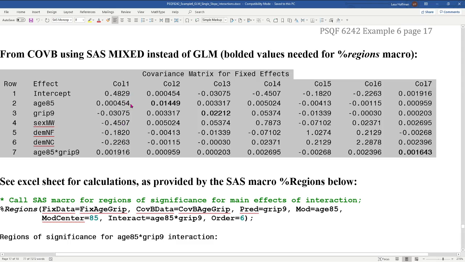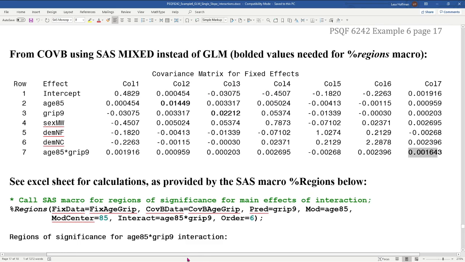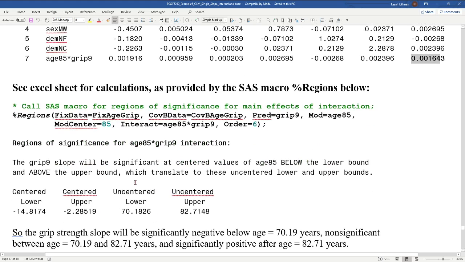And then the off diagonals here give us the covariances between these fixed effects. And so I've highlighted the ones that are going to go into the formula for regions, which you can use the Excel spreadsheet that I posted as part of this example, or you can use my macro.